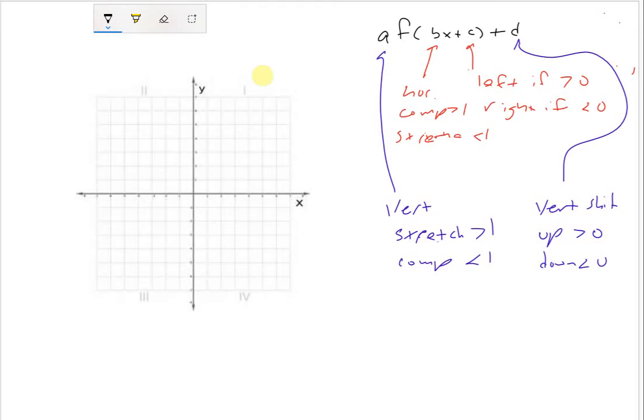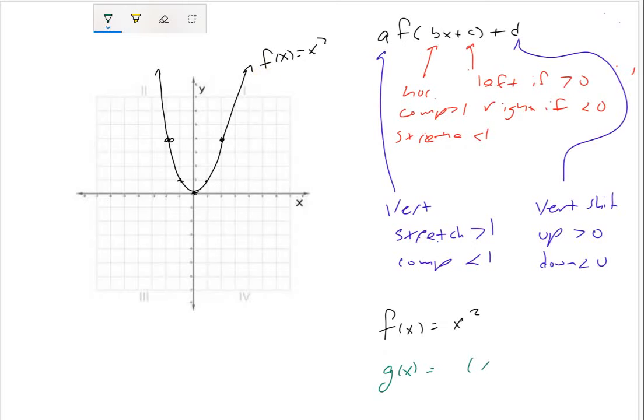So let's start off with a nice easy example. Let's say our function that we're starting with, our base, is just a parabola, x squared. Now, let's say I would like to graph this function, x plus 1 squared. I can see that's based off of the basic power function x squared. And the plus 1 means we're going to move the graph left 1 spot. So every point on this graph just moves left 1 spot. So that comes over here.